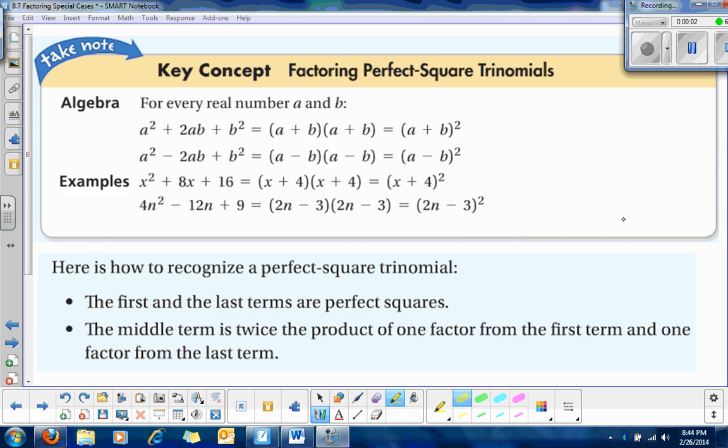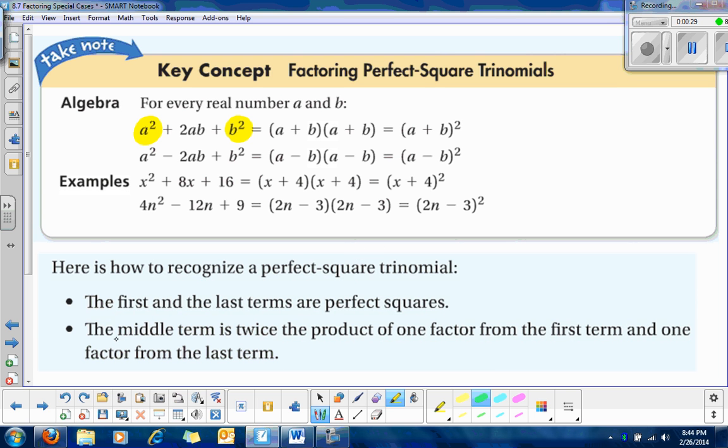Before we get into problem 1, we have to learn how to recognize a perfect square trinomial. Now, if the first and last terms are perfect squares, then you could have a perfect square trinomial. So if you have an a squared at the beginning, the first term, and a b squared at the end, the last term, you could have a perfect square trinomial.